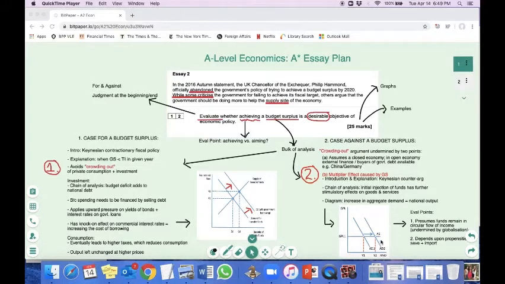And here you can see the increase in aggregate demand, the shift in output from Y1 to Y2, quite a simple diagram compared to the crowding out diagram. And here are the two evaluation points.